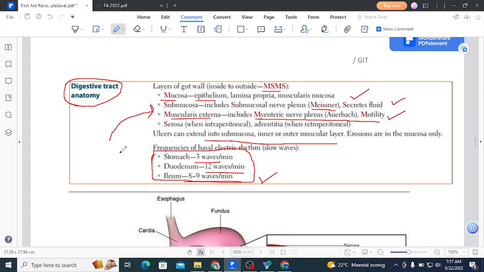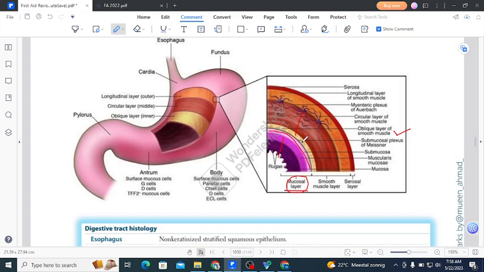It is generated inside the GIT by the myenteric plexus. And every part of the GIT has its own pacemaker frequency. For the stomach it is 3 waves per minute, for the duodenum it is 12 waves per minute, and for the ileum it is 8 to 9 waves per minute.